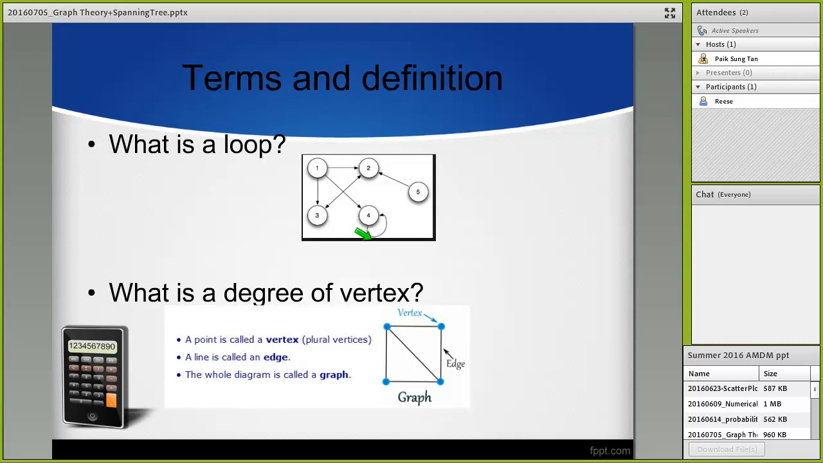What is the degree of a vertex? We need to know the degree. So the blue knot here, we call it a vertex. And if there's a line coming out from a vertex, we call it an edge. The number of edges connected to each vertex, we call it the degree. And this whole thing that we have here, we call it a graph. This is a graph with vertices and edges.